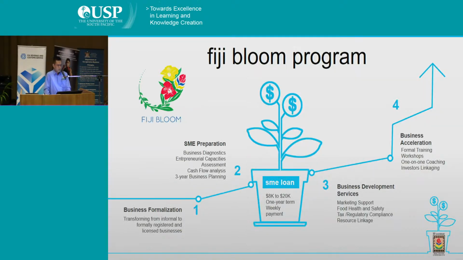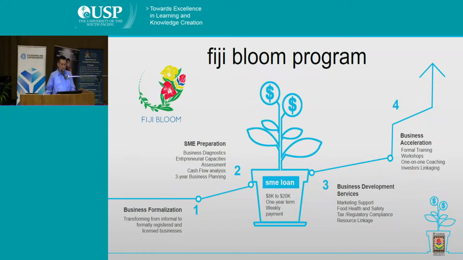So the Fiji Bloom program has 4 components. So we have the business formalization. This time we really teach them on the other legal requirements. For example, if you are hiring 1 or 2 people, you have to register yourself as an FNPF employer. So we'll teach you on those things and even help you in making yourself a registered FNPF employer so that you will really be in the formal economy already.